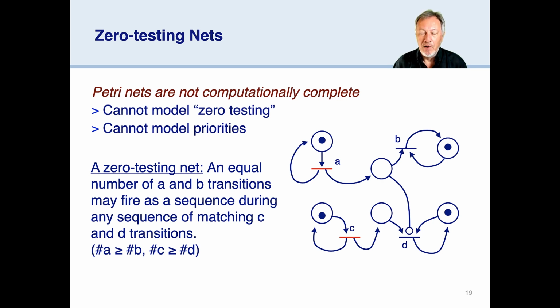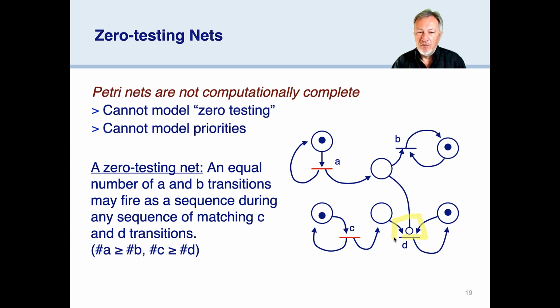It looks just like a regular Petri net, except there is a new kind of arrow here. And this arrow, instead of having an arrowhead at the end, has a little circle, and it wants to test the transition D can only fire if the place it's connected to is 0. That is, it has no tokens. So it just does a test, it doesn't consume anything. So this zero-testing net cannot be modeled by a regular Petri net.